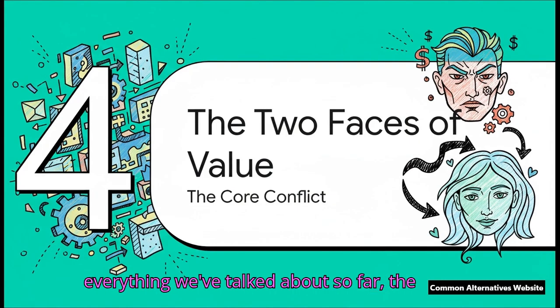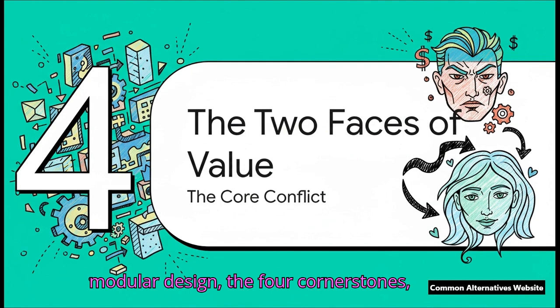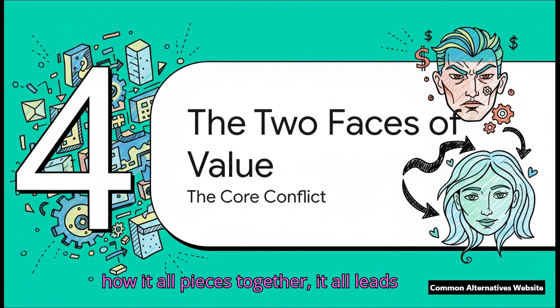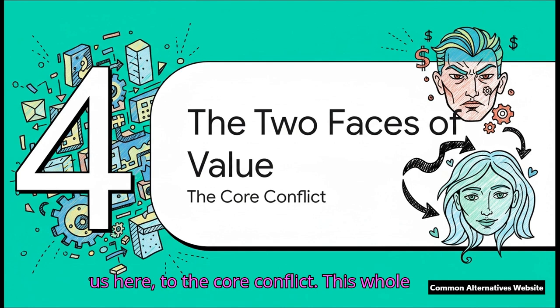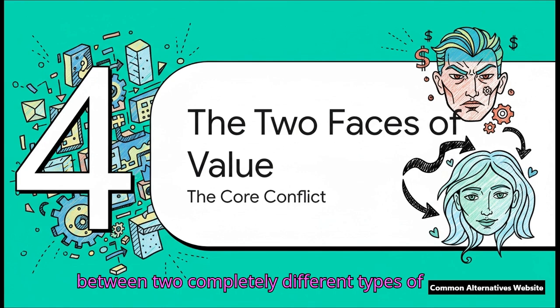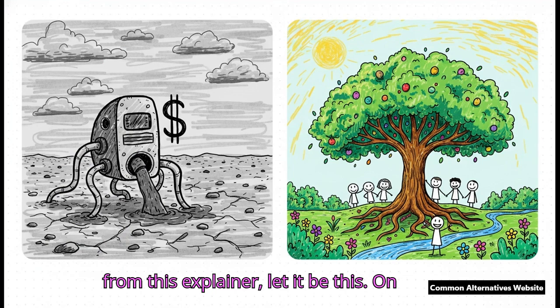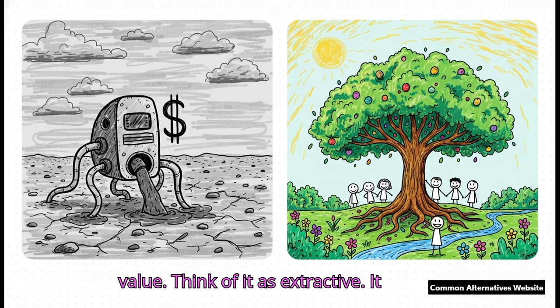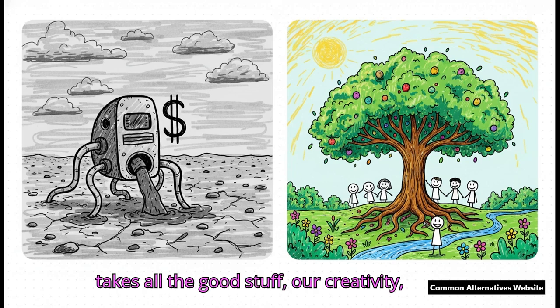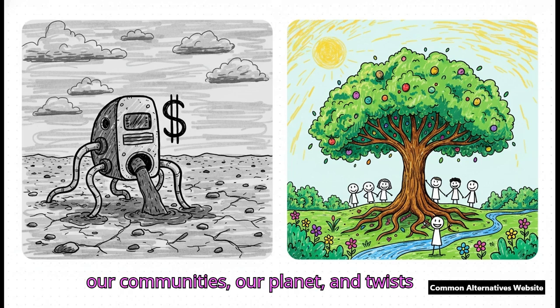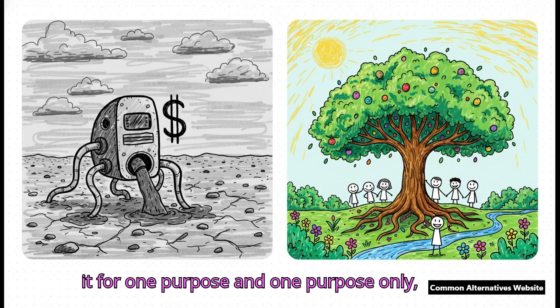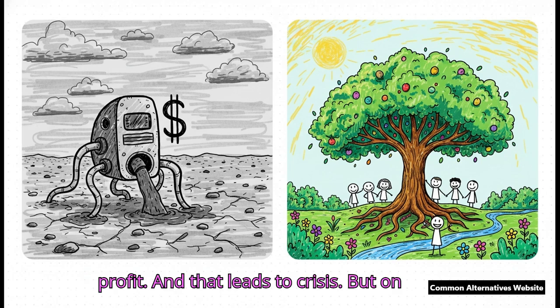Okay, so everything we've talked about so far, the modular design, the four cornerstones, how it all pieces together, it all leads us here, to the core conflict. This whole theory is really about a fundamental battle at the heart of our world, a clash between two completely different types of value. And if you take one thing away from this explainer, let it be this. On one side, you've got capital's fetish value. Think of it as extractive. It takes all the good stuff, our creativity, our communities, our planet, and twists it for one purpose and one purpose only: profit. And that leads to crisis.